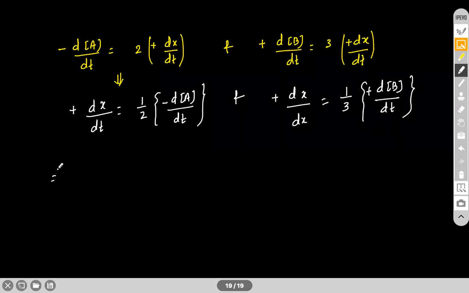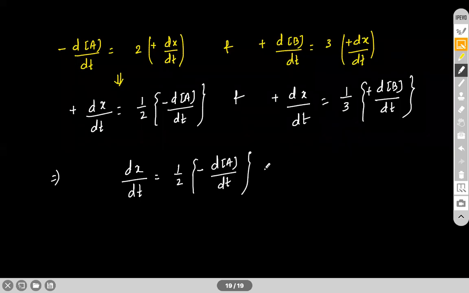Now, when we equate the two terms of dx by dt, the entire expression we get is dx by dt is equal to half of minus d concentration of A by dt, is equal to 1 by 3 of plus d concentration of B by dt. Okay, this is the expression we get.